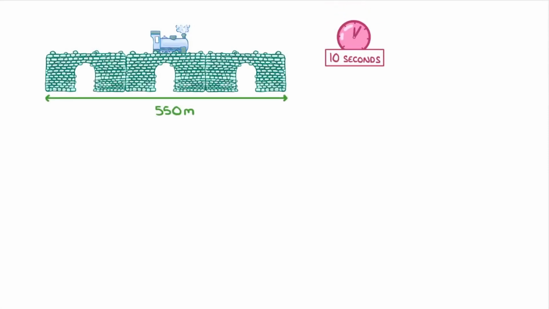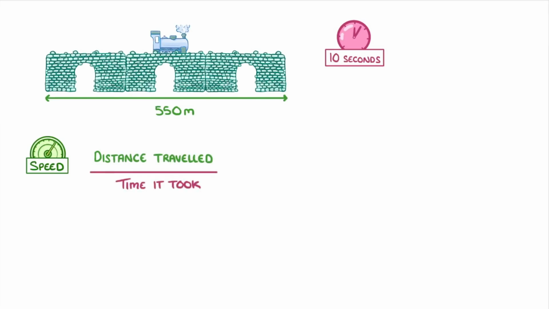To help us understand this difference, let's imagine that we have a train travelling across a bridge. The bridge is 550 meters long, and it takes the train 10 seconds to cross it. To calculate the speed of the train, we need to take the distance it travelled and divide it by the time that it took. So 550 meters over 10 seconds, which gives us the scalar quantity of 55 meters per second.